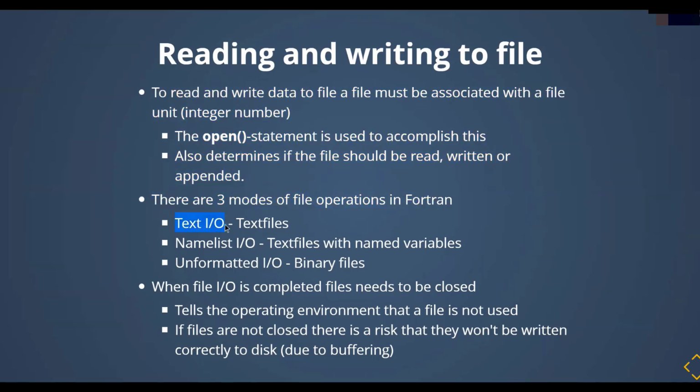You can write by default to text files, writing line by line to a text file. There is also a special text file mode called named-list IO, and that will write named variable and value pairs into text files, which you can read back again and assign to named variables. And then there is also the unformatted IO, that means binary files. So you can write binary data to disk.